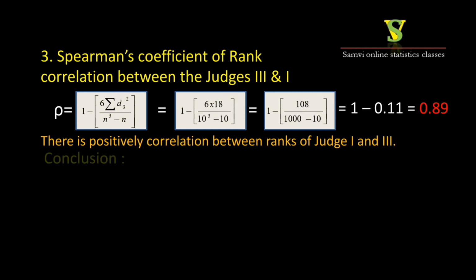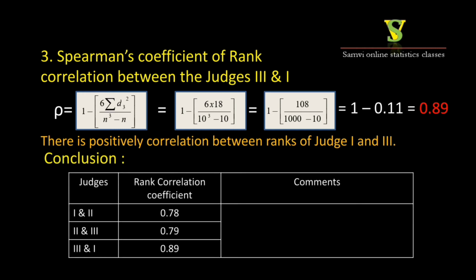Now we have to write the conclusion. For that, construct the table. You have to write: judges, rank correlation coefficient, and the comment. In judges you have to write 1 and 2, next 2 and 3, next 3 and 1, and the coefficients of correlation are 0.78, 0.79 and 0.89.